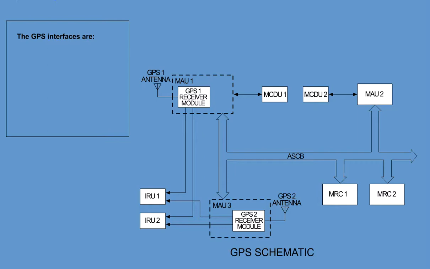The GPS interfaces are the clock, the optional ELT navigation unit, the IRS, the EGPWS, the FMS, the CMC, and the master warning function, which receives signals to display the GPS CAS messages.